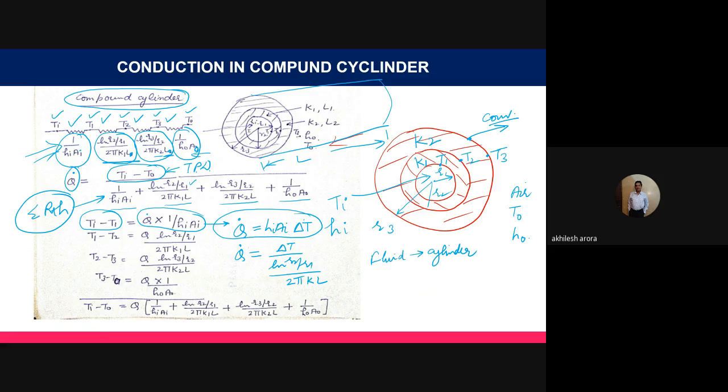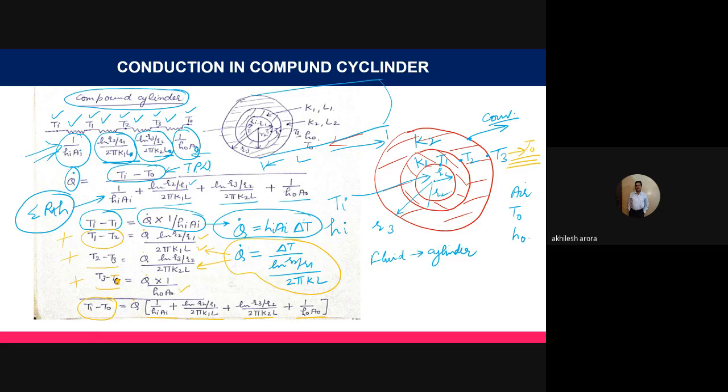Similarly, T1 minus T2 is given by Q dot times log natural r2 by r1 divided by 2 pi K1 L, from this particular equation. Once again, this is the general equation. Similarly, T2 minus T3 follows in the same way. Then T3 minus T naught is convection, because from T3 to T naught it is convection which is taking place. So T3 minus T naught is equal to Q dot into 1 over H naught A naught. Finally I can add all these equations and I will get Ti minus T naught is equal to Q dot into all these resistances.